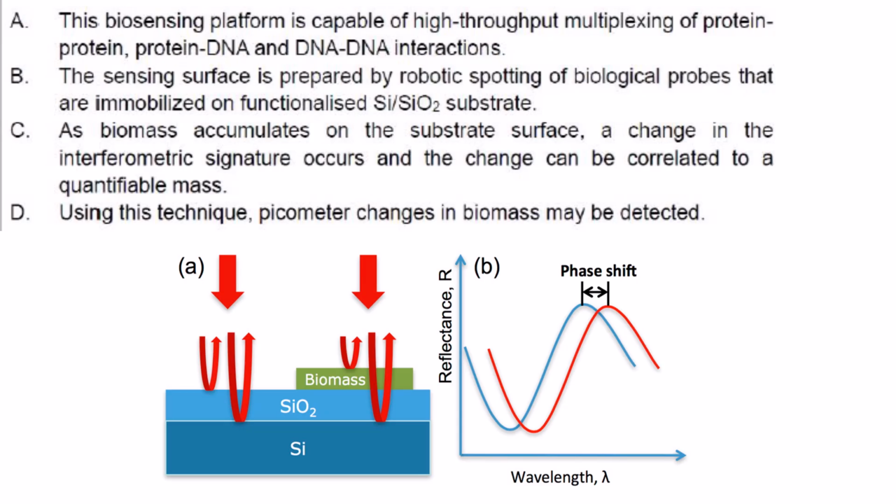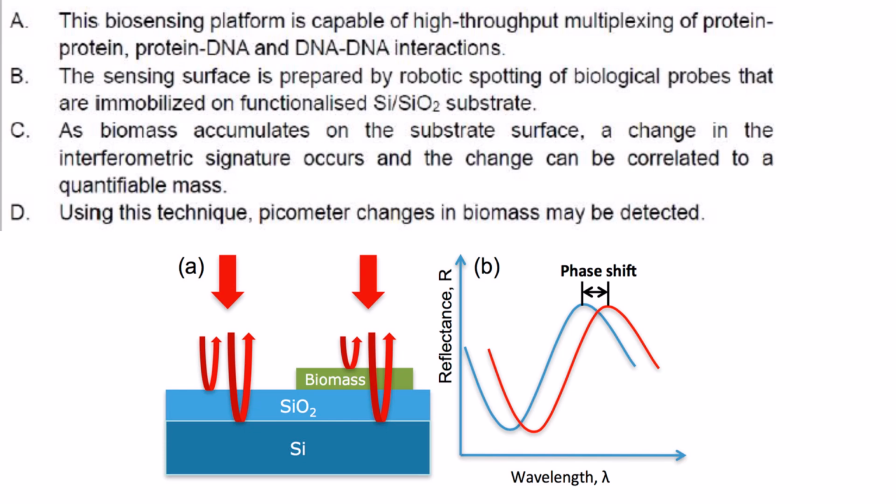Now coming to the first statement: the biosensing platform is capable of high throughput multiplexing of protein-protein, protein-DNA, DNA-DNA interaction. Now what does that mean? The interferometric reflectance imaging sensor is a label-free biosensing platform. Label free means it doesn't use any fluorescent probes or radioactive labels for detection. So it is a label-free platform.